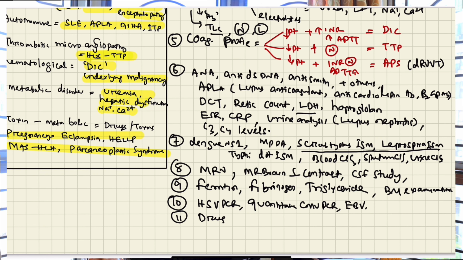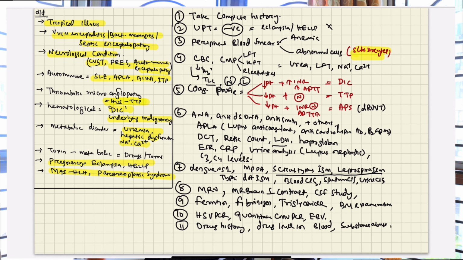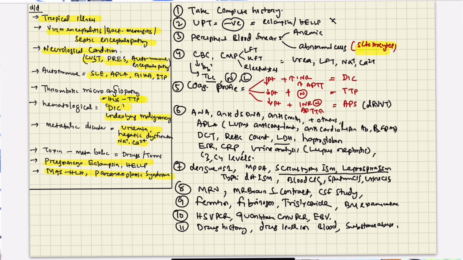If our initial tests come negative, then drug history, if possible drug level in blood, and look for substance abuse. So this is how we'll approach this patient. So as you can see, we have delved into details while diagnosing this case.